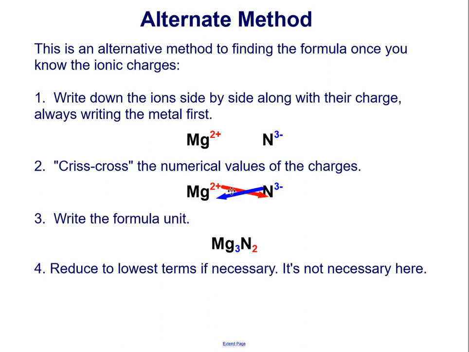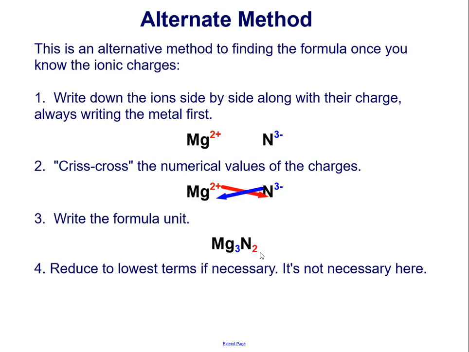Don't keep the plus and the minus, but just take the 2, which is the superscript for magnesium, and make it the subscript for nitrogen, as here. Same thing, take the 3 from the 3 minus for nitrogen, and make it the subscript for magnesium. And we're done. We have the formula, Mg3N2.